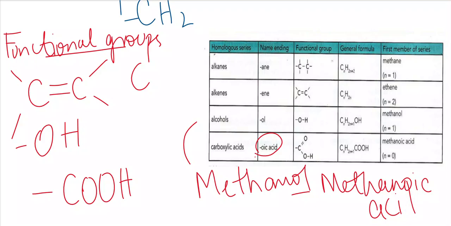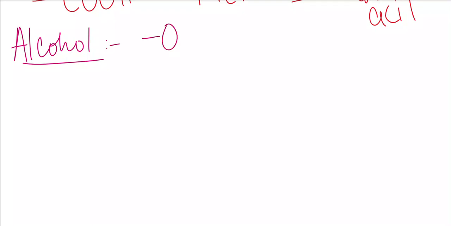First, as we already read about the alkanes and the alkenes, now we'll talk about the alcohols. Alcohols have the functional group that ends with OH, meaning the hydroxyl group is present in it. Alcohols are a homologous series of compounds with the hydroxyl functional group, and they have the general formula CnH2n+1. So this is the general formula for the alcohols, and the simplest member of this is methanol.